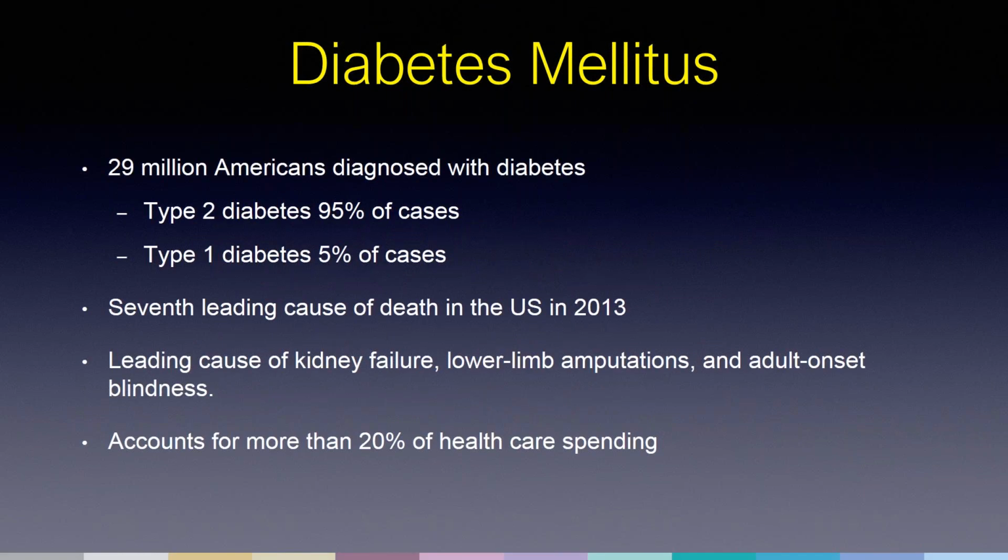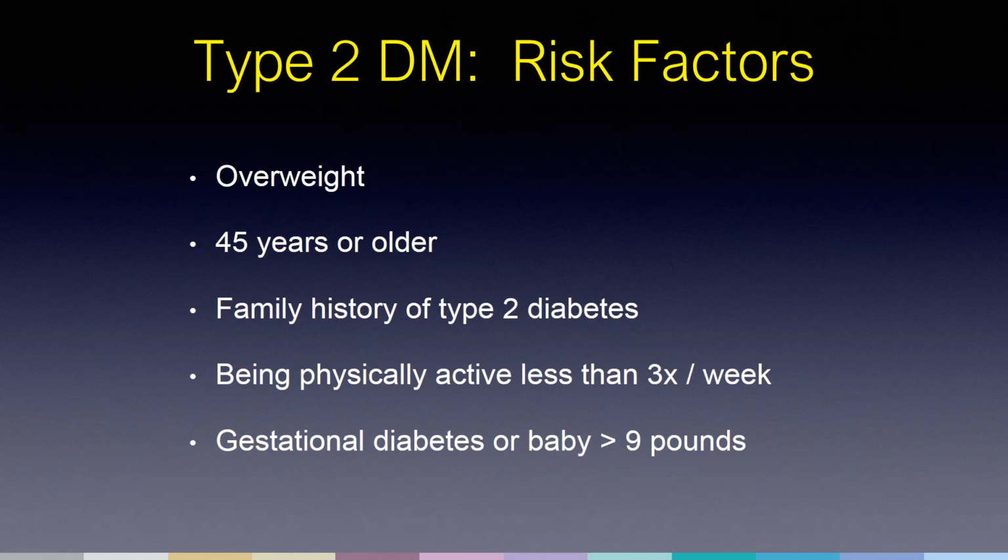Well, diabetes affects 29 million Americans, and most of these cases are type 2 diabetes. It is the 7th leading cause of death in the United States as of 2013, and it's the leading cause of kidney failure, lower limb amputations, and of course blindness. It accounts for more than 20% of our healthcare spending, an enormous number.